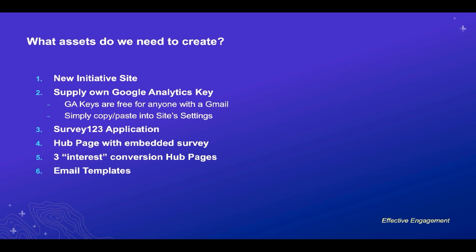From there, we're going to create a Survey123 application that asks 3 generic questions. What's your first and last name? What's your email address? What are you most interested in? Chase will walk through the webhook that he established and hooked into that survey on the other side. We're going to need a Hub page embedding that survey, and then 3 interest pages that are going to be targeted on that conversion of the expressed interest from the Survey123 application.